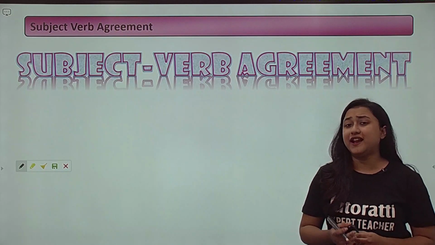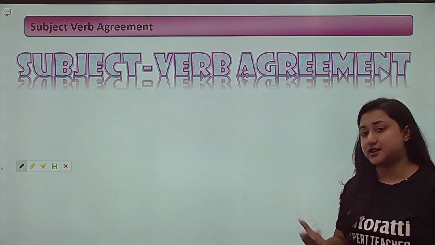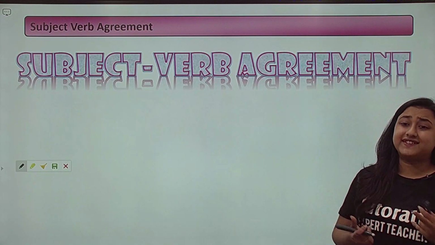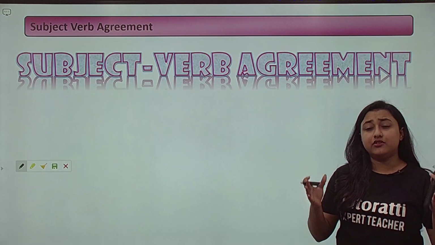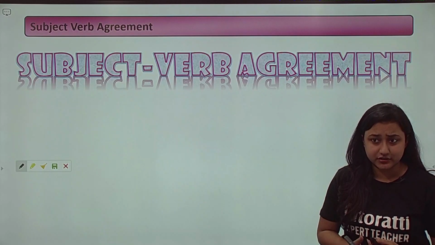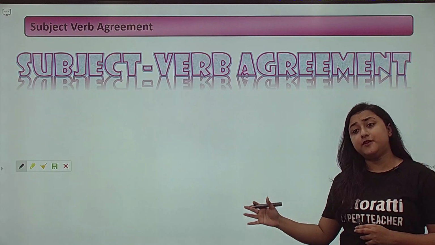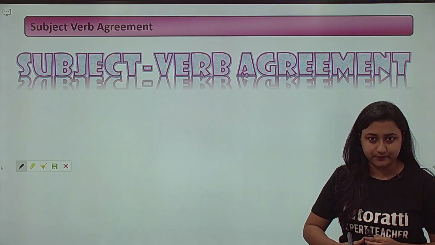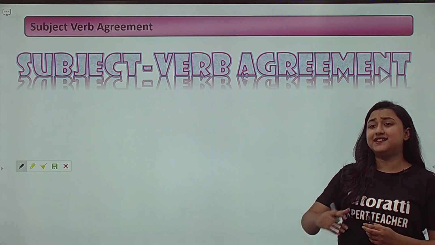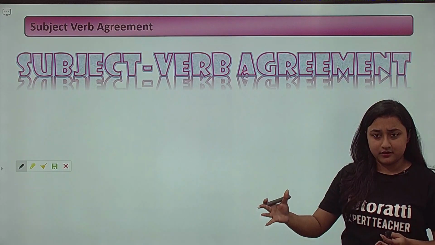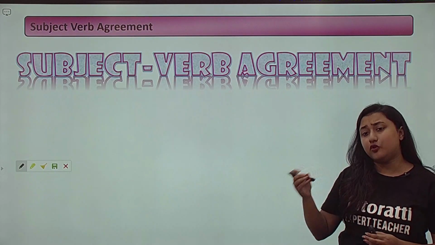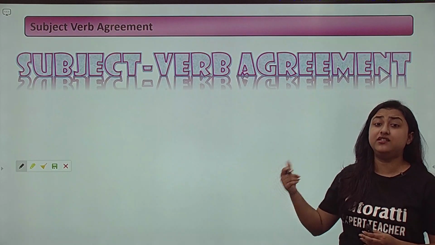So first of all, let us understand why we need to study this. In your exam, you get a topic or you get questions on error correction and omission. Now, subject-verb agreement is a part of that. You'll never be getting separate fill in the blanks, but in error correction and omission, that is the topic you need the most.